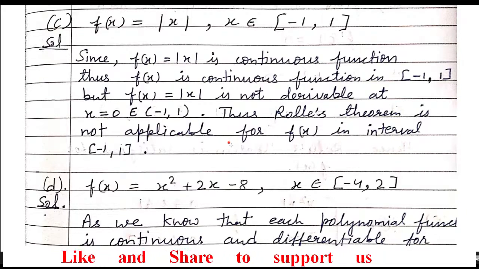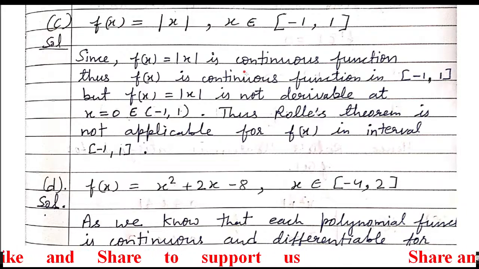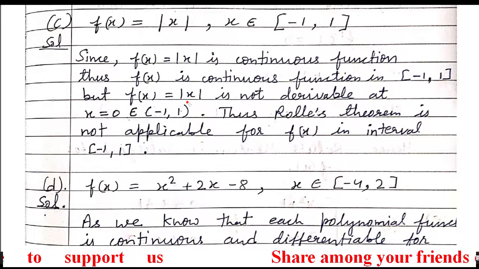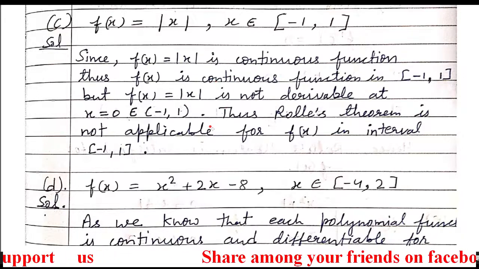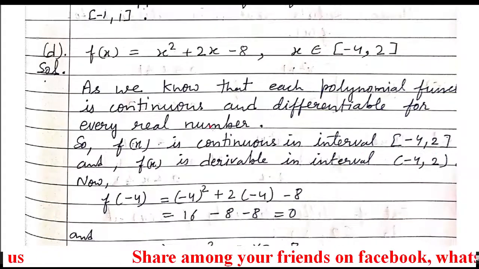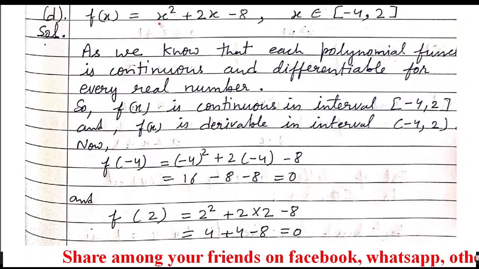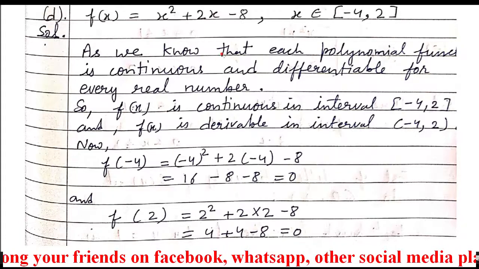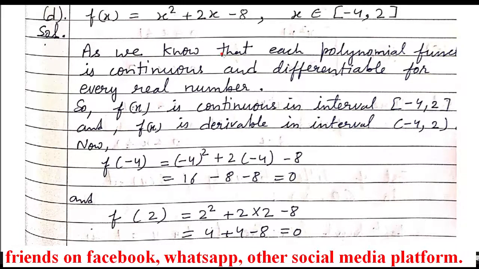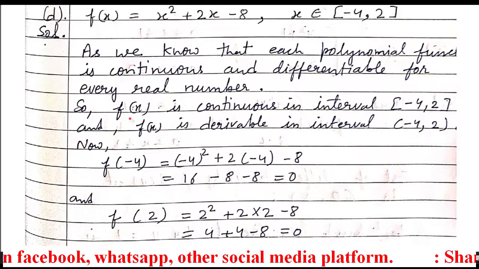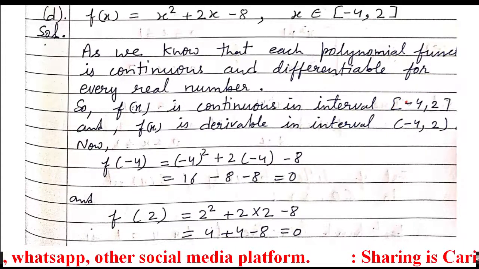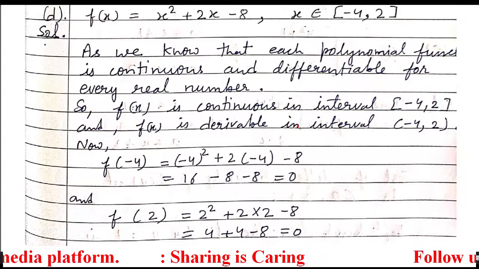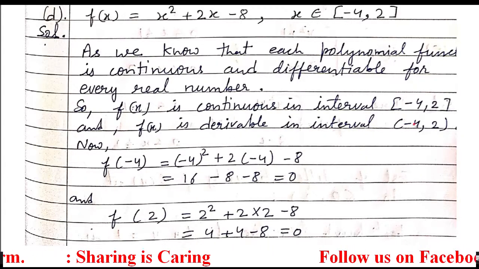We wrote this information because we already knew that the modulus function is continuous, but not differentiable at 0. Now we are going to start the D part of the same question. In part D we have a polynomial function, and we all know that a polynomial function is continuous as well as differentiable for every real number. That's why f(x) is continuous in the closed interval mentioned in the question, and f(x) is derivable, or you can write differentiable, in the open interval.